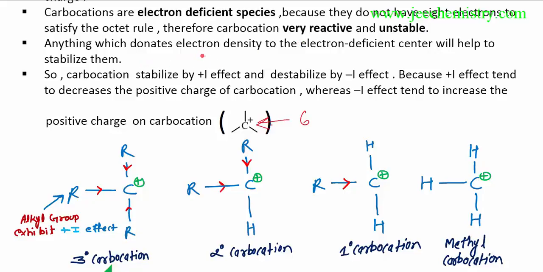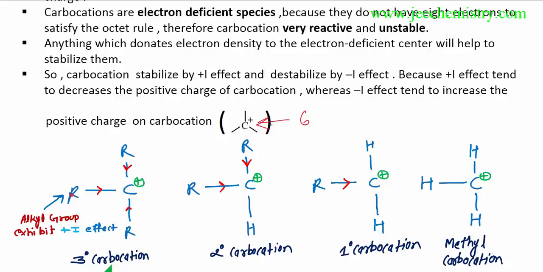Anything which donates electron density to the electron deficient center will stabilize it. A carbocation is stabilized by the plus I effect and destabilized by the minus I effect, because the plus I effect tends to decrease the positive charge of the carbocation, whereas the minus I effect tends to increase the positive charge on the carbocation. So any group which increases this positive charge destabilizes the carbocation, and any group which decreases this plus charge, by providing electrons, increases the stability.